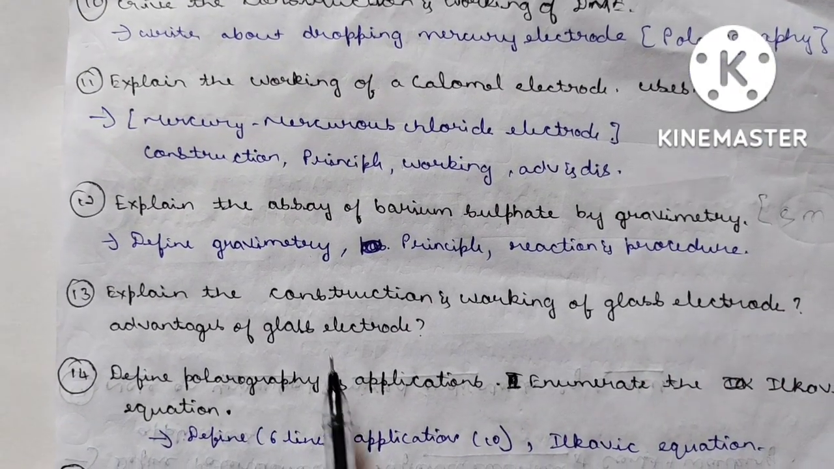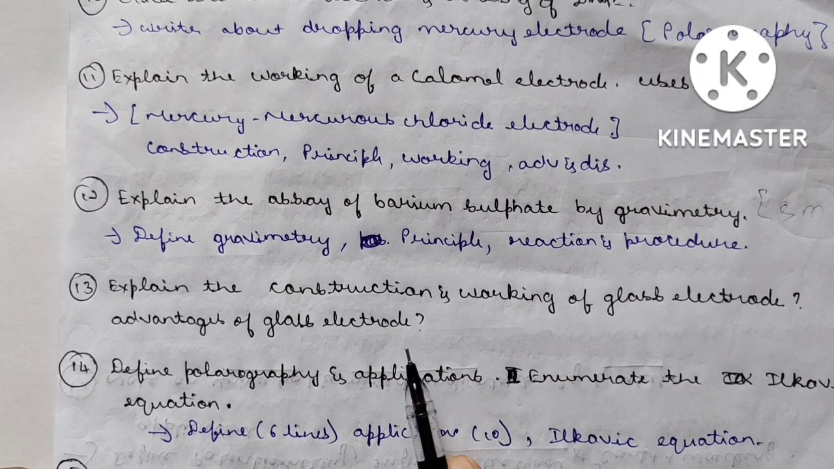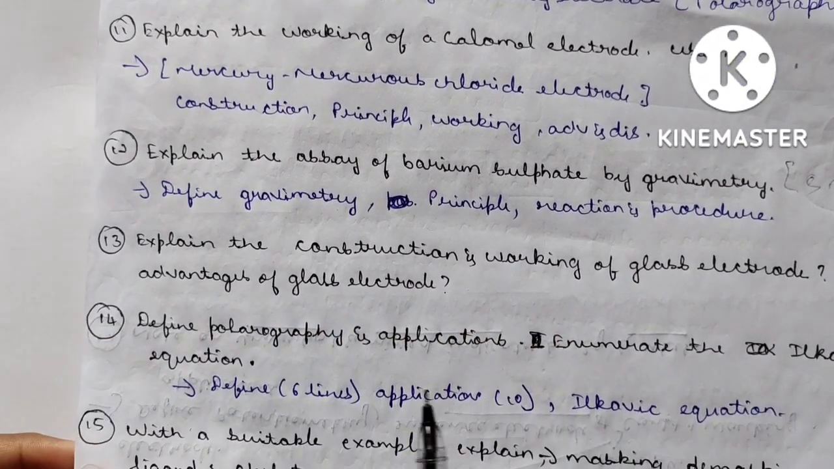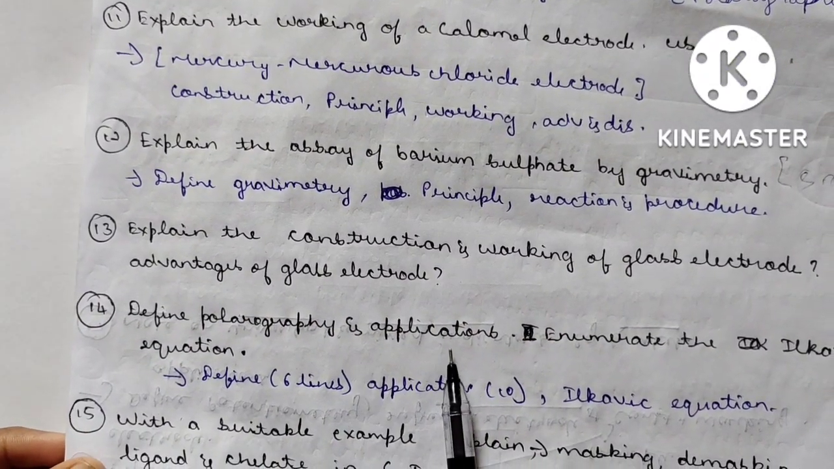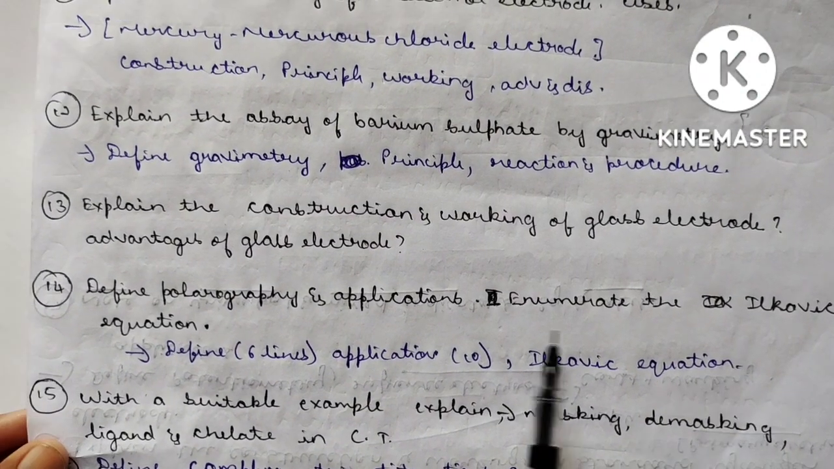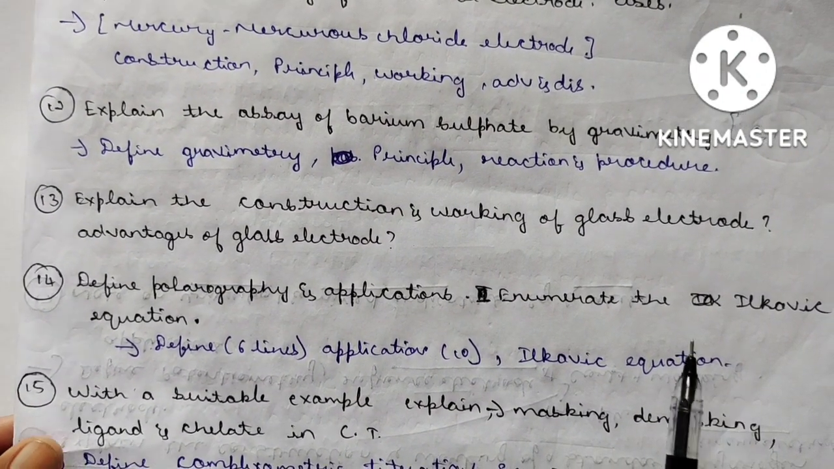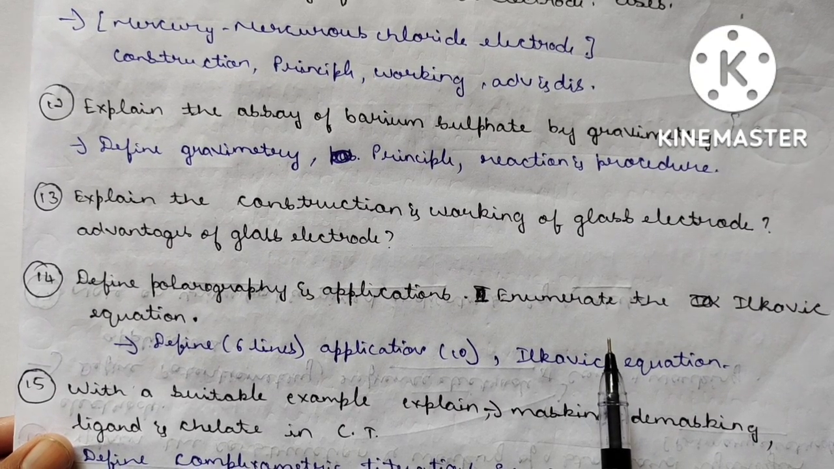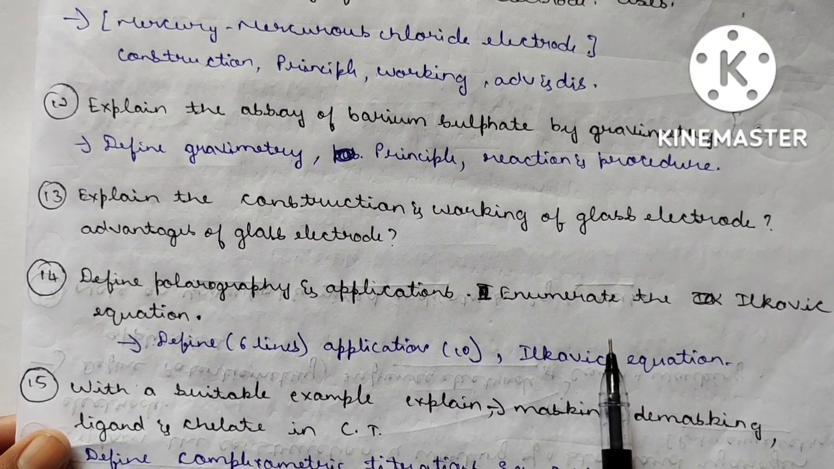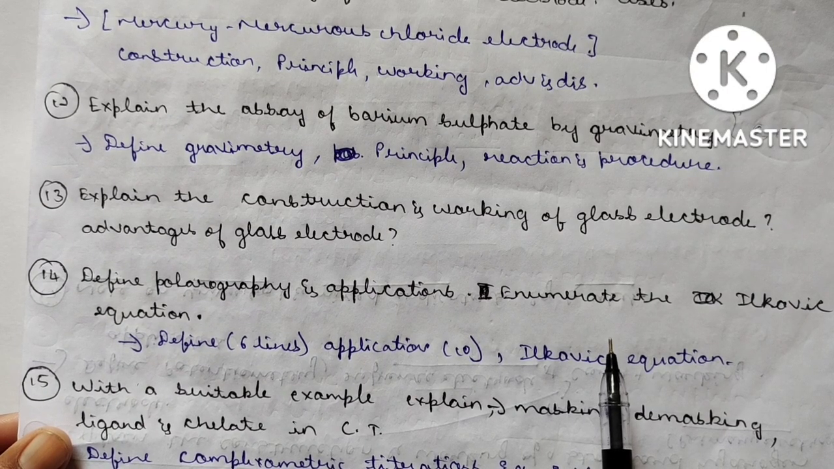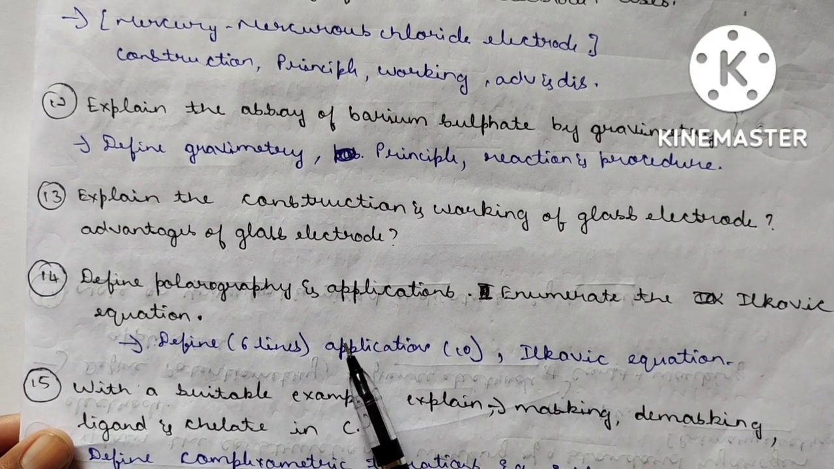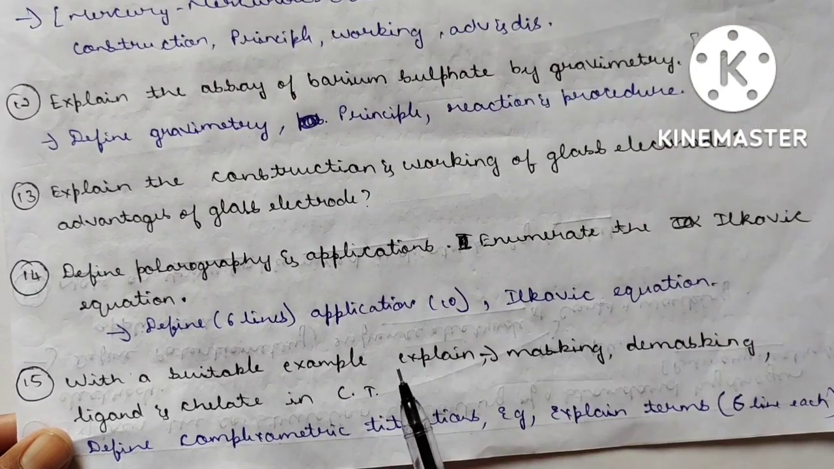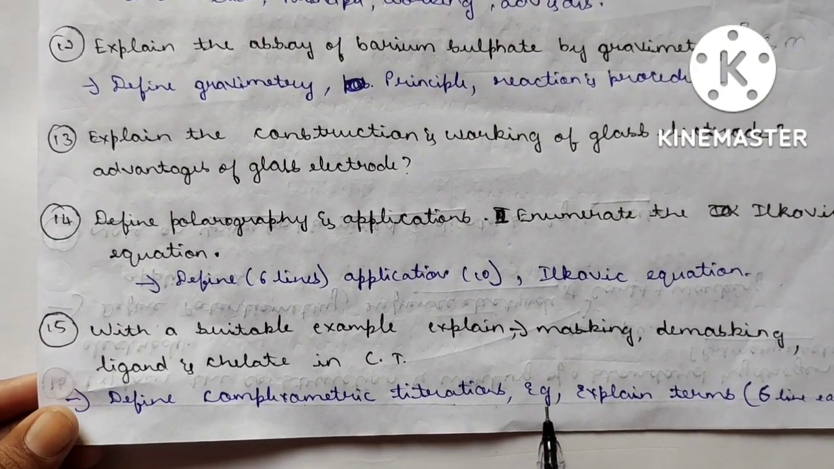Then 13th one, explain the construction and working of glass electrode. See, glass electrode, we discussed that one now, the same. Define polarography and application, enumerate the Ilkovic equation. Sometimes they will tell you to enumerate or derive the Ilkovic equation, that is for 5 marks. Then you have to write all that. Definition, 6 lines of polarography is compulsory. Application you write, then just you write the Ilkovic equation.